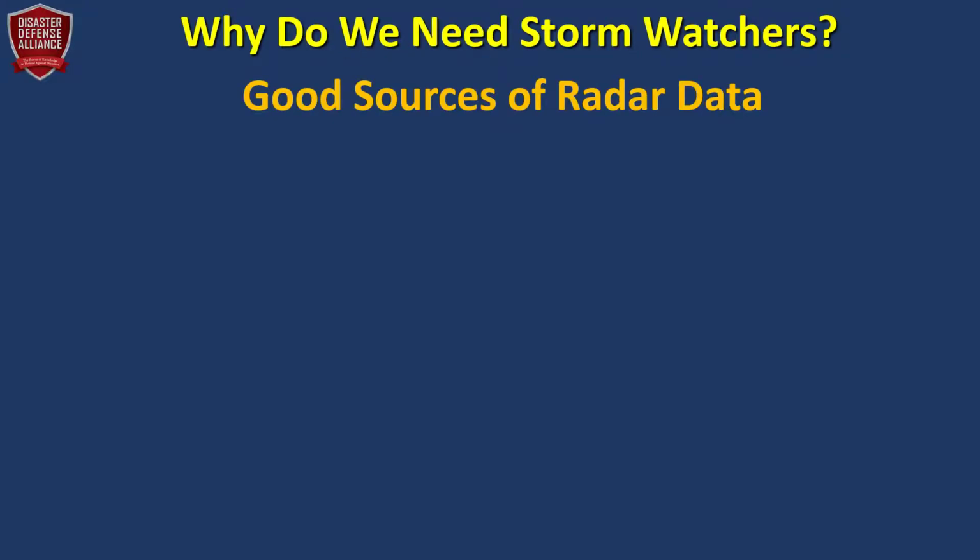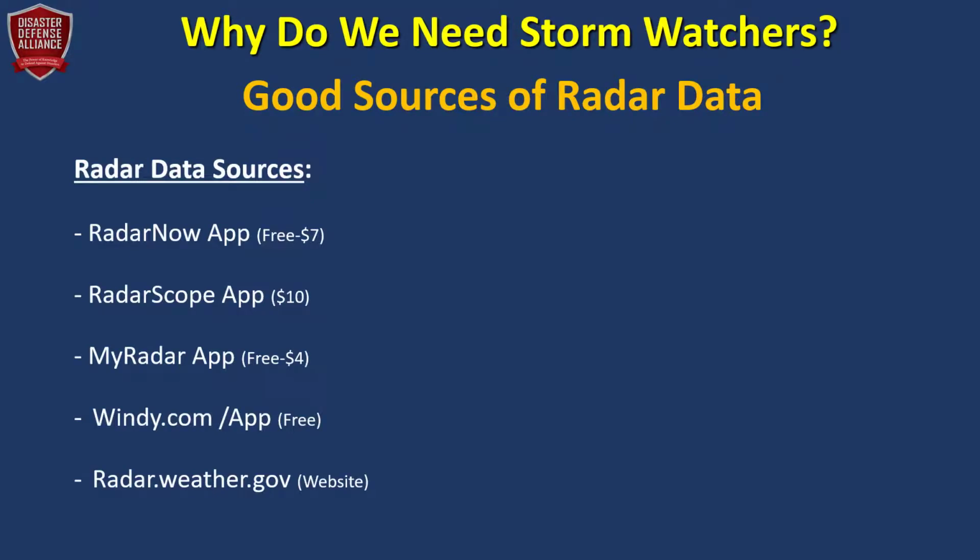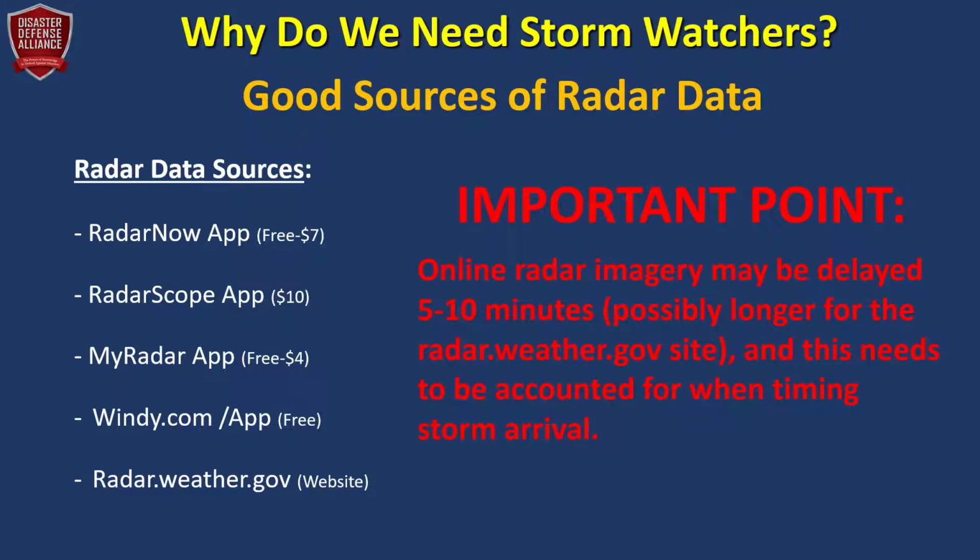There are a number of radar apps available, and they come with different features and at different costs. Costs usually range from free if they contain ads to $5 to $10 if they do not contain ads. Now, we're not going to recommend any particular app. These are just examples shown. But there are some points to keep in mind. First of all, that radar imagery from these apps and online can be delayed from real time by 5 or even 10 minutes. And this needs to be accounted for, especially if you're trying to time storm arrival.